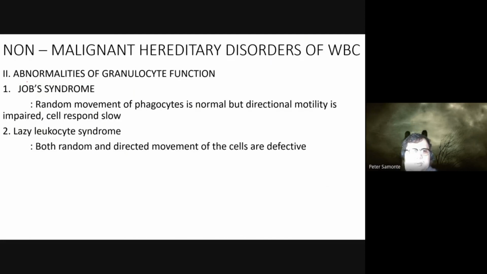All right. Let's go now to your abnormalities. So kanina class inherited abnormalities naman. Now let's go to your abnormalities of granulocyte function. So we're talking about this time function naman. First one would be your Job syndrome. Now this is the random movement of phagocytes. Normal but directional motility is impaired. So sa Job syndrome class, ang may problema naman is yung movement niya. So directional motility is impaired.